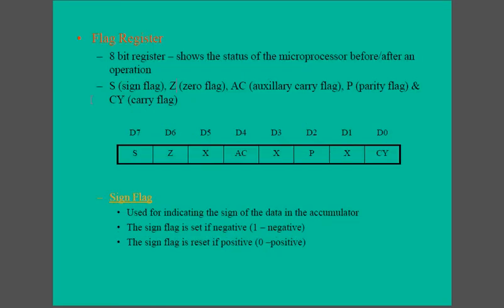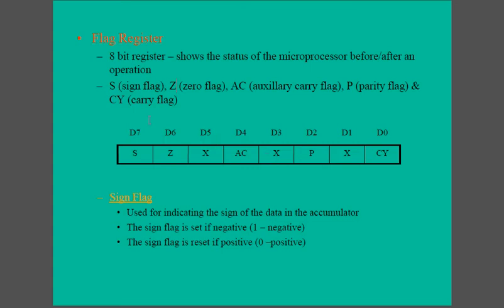Alright, and then the other thing is the flag register. The flag register is just an 8-bit register that shows the status of the microprocessor before and after the operation. So whatever operation occurred on the ALU will be reflected in this flag register. A flag register is just like a status register. For example, your phone: if a message comes in, a certain LED will light up. For example, if a message goes into your WhatsApp, maybe the green light will come on. It's just like that, because it wants to tell the status of the processing.